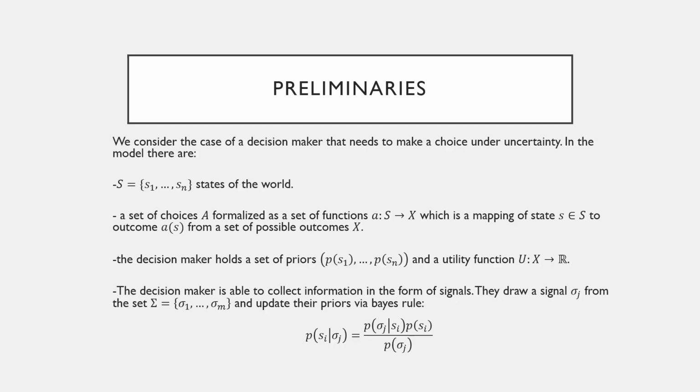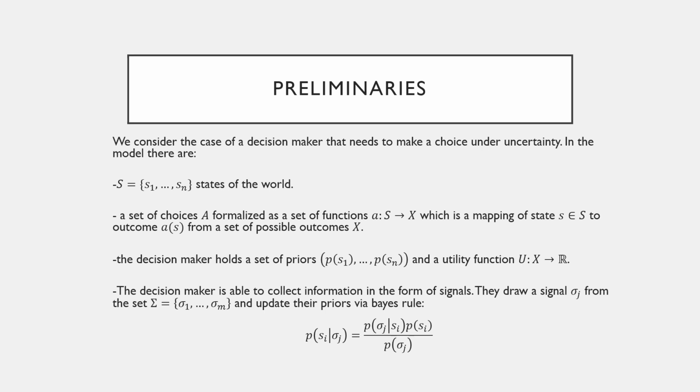Just as some preliminaries, so we can understand the theorem, we're going to consider the case of a decision maker that makes a choice under uncertainty. In this model, there are going to be many states of the world, from this set S. There's going to be a set of choices that a decision maker could make, which is a function that maps our states to outcomes.